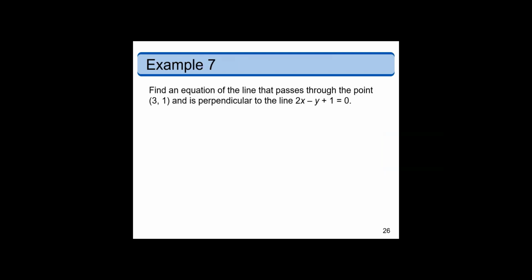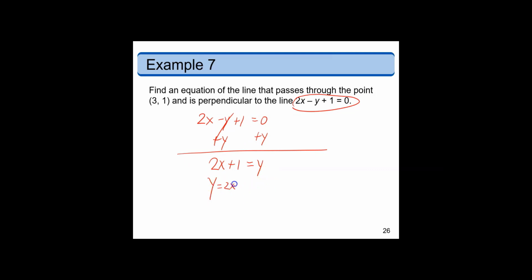Alright, so now find the equation of the line that passes through the point (3, 1) and is perpendicular to this line. That means from this line we need to find out the slope. In order to find the slope, we need to get it into slope intercept form. So write this down, and then get y by itself. Subtract 2x from both sides, then get y by itself. I'll switch the order. We get y equals 2x plus 1. So in this form, we know that the slope here is equal to 2. We can label that as the slope of line number 1.